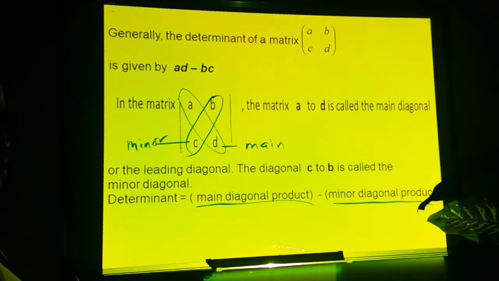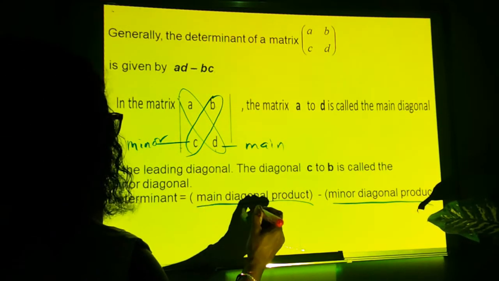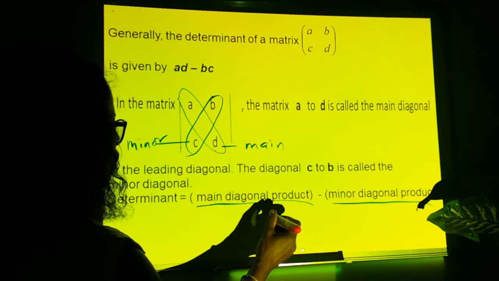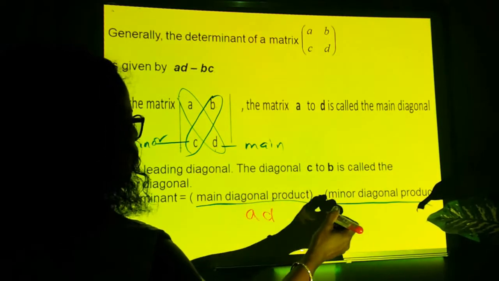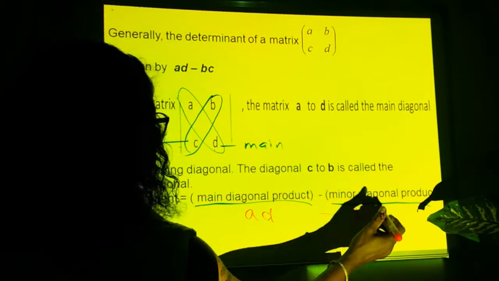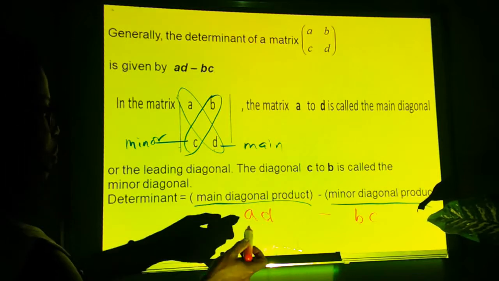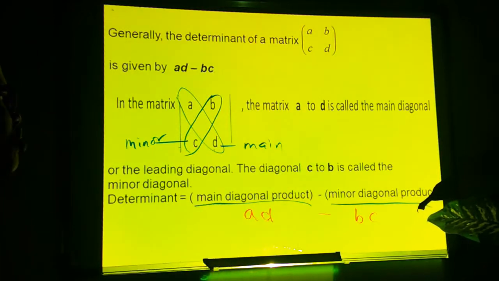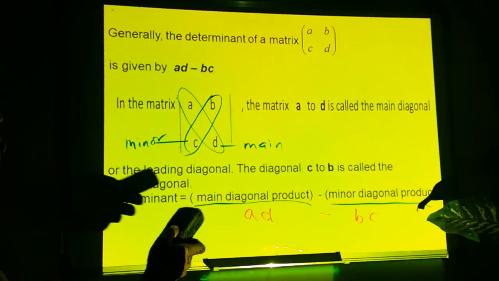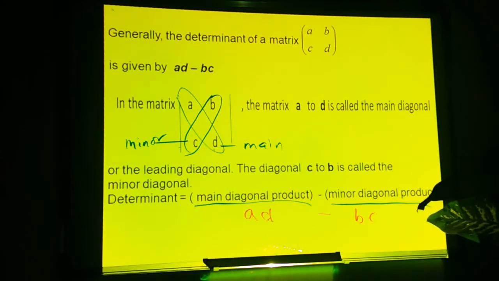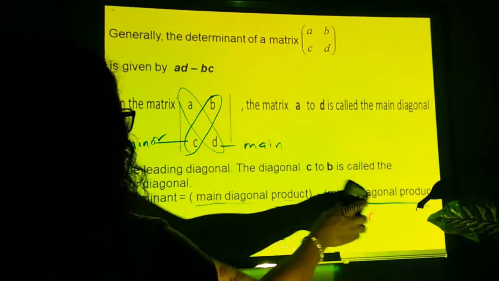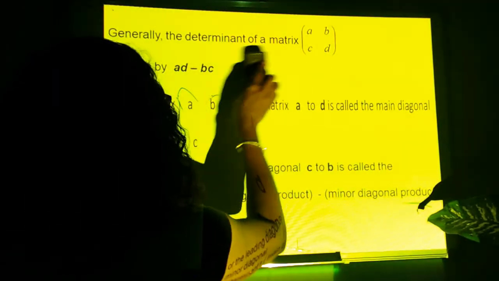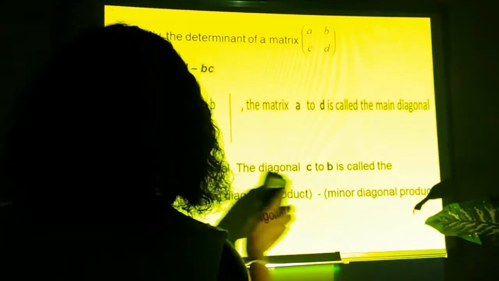Alright, so that's A times D minus B times C or C times B. And if you want to say D times A, but we usually write them in alphabetical order. A comes before D in the alphabet. But if you write DA, it's not wrong. It means the same thing. Moving on.